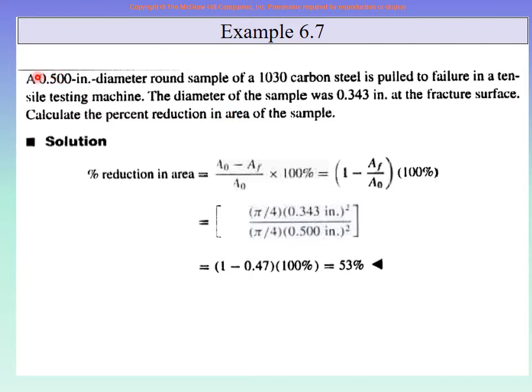Now, for the initial area, either get the radius from here and the area is pi r squared, or take the diameter as it is and it is pi by 4 d square, right? So use pi r square or pi by 4 d square and get A0 and AF. And the percent reduction in area is (A0 minus AF) divided by A0. So just do that calculation and you get the answer.